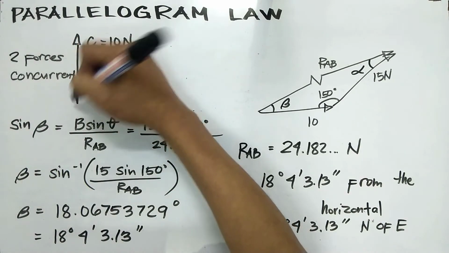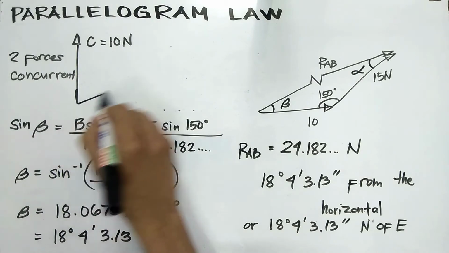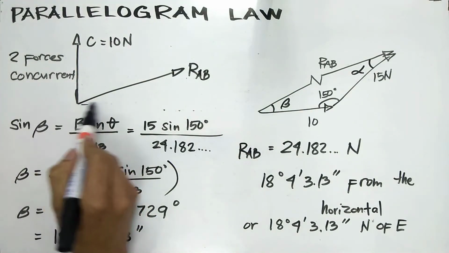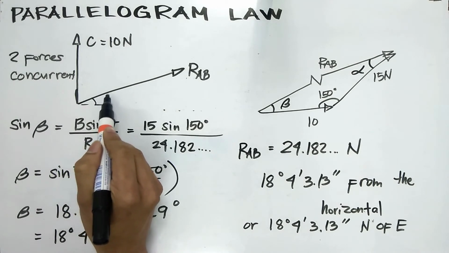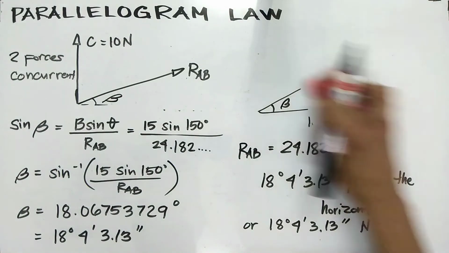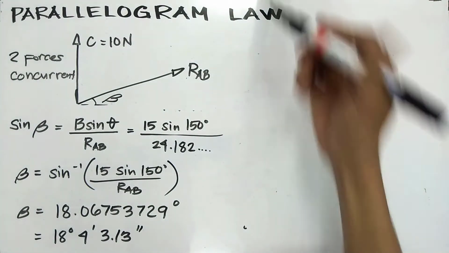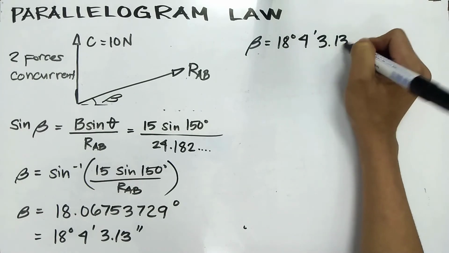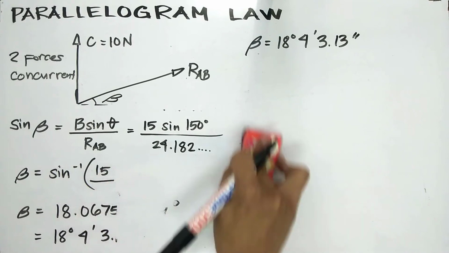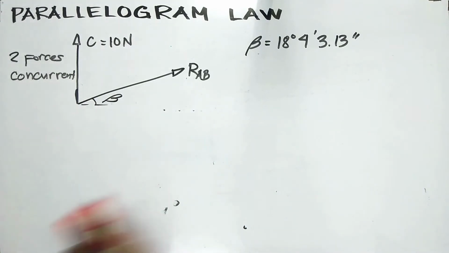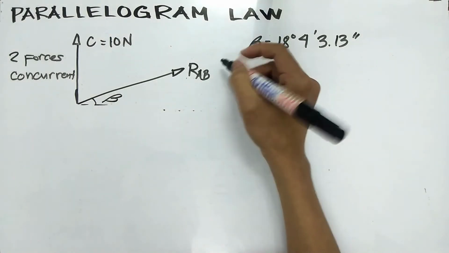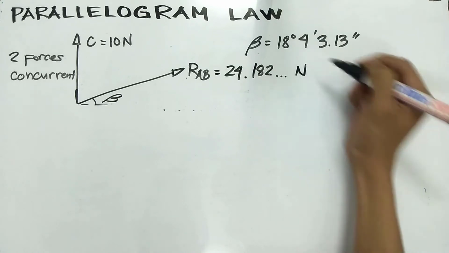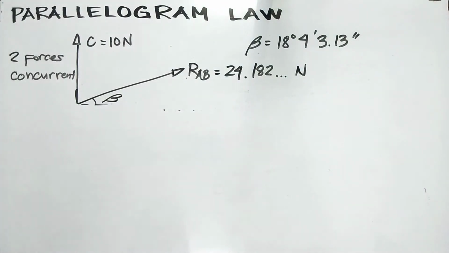So this is already your resultant AB, that is 18 degrees. This will be RAB. This is beta. Let's write beta at the upper right corner. Beta is equal to 18 degrees 4 minutes and 3.13 seconds. So that would be your resultant of A and B. This is 24.182 something newtons.